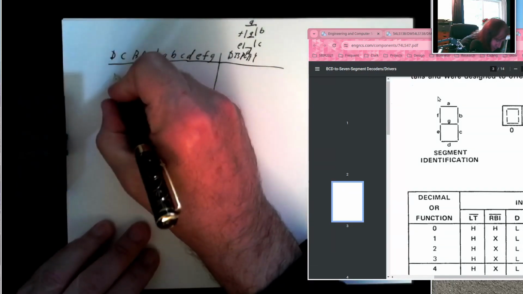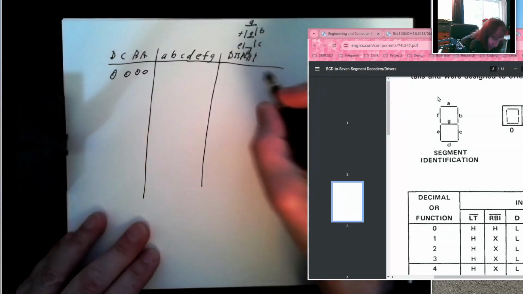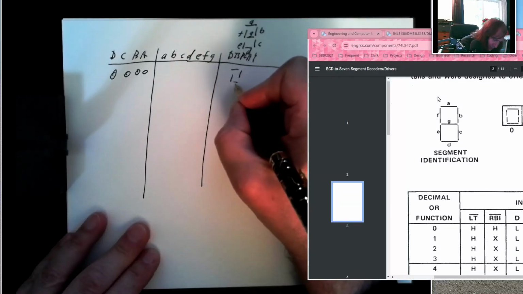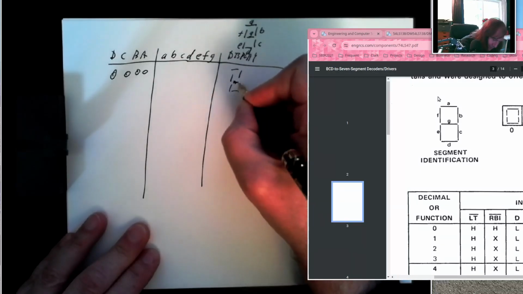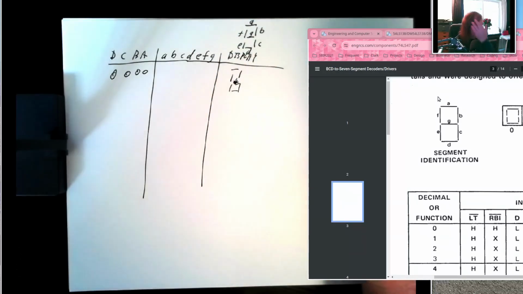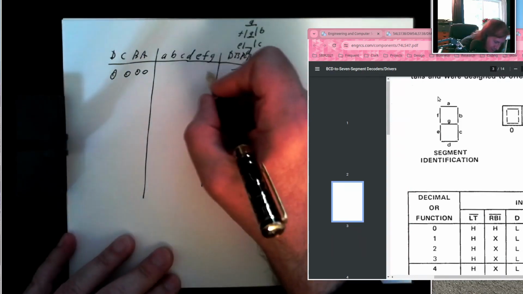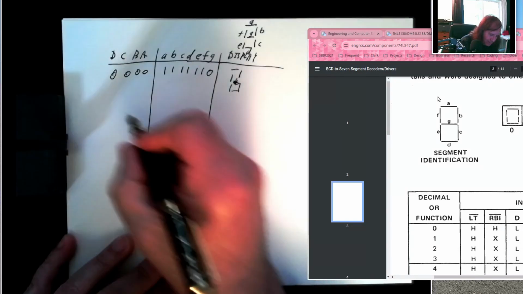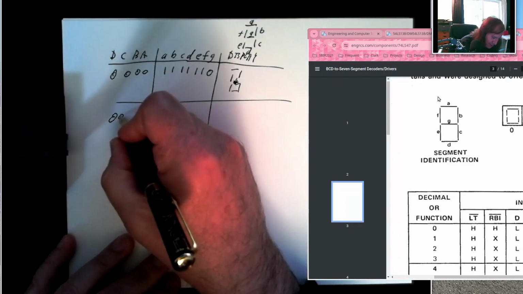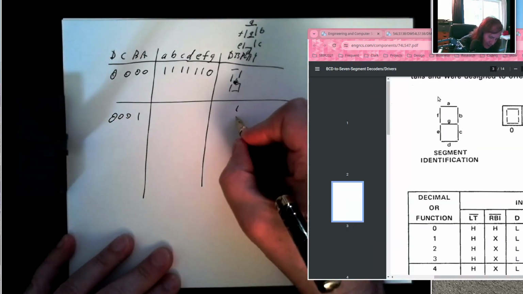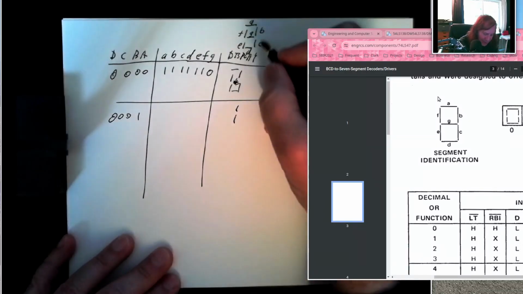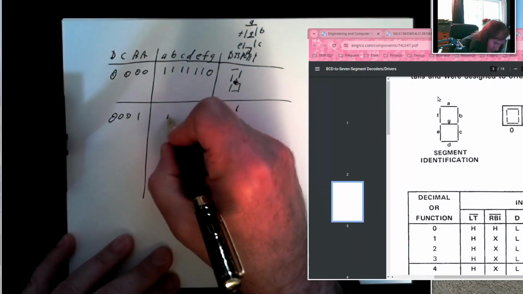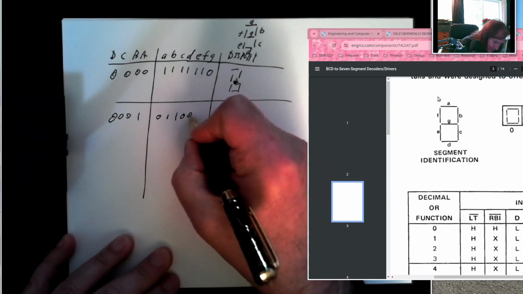So if my input is all zeros, I want my display to look like this. I don't want that middle bar. I just want the outside. So I want G to be off, but I want all these other segments to be on. And if my input is 0, 0, 0, 1, I want my display to look like this, which means I want B and C to be turned on, but I want everything else to be off.